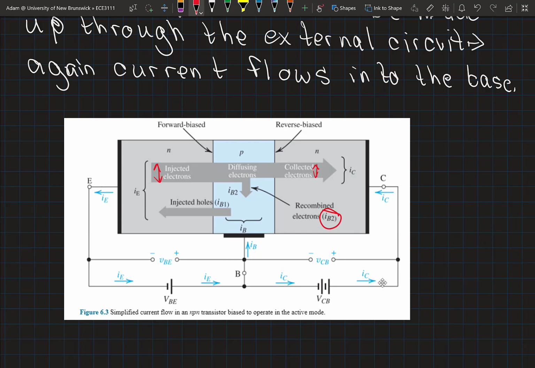They've called it IB2 here, and then this last thing we talked about, this diffusion current that happens across this forward bias base to emitter junction, results in some additional base current that they've depicted as IB1 in this diagram. The sum of those two currents results in a current flowing into the base.